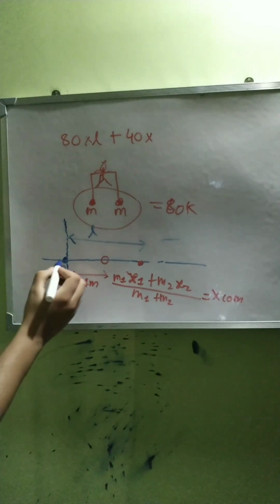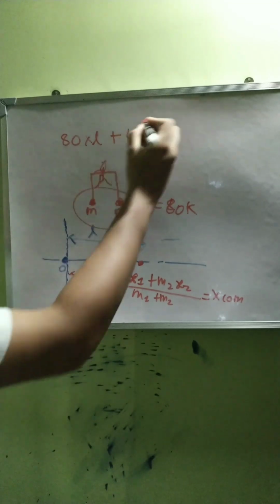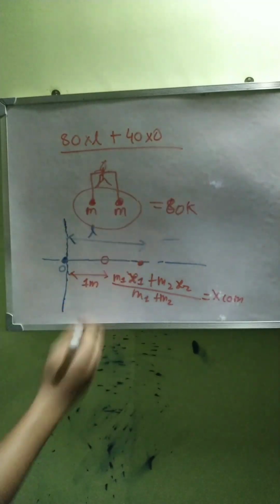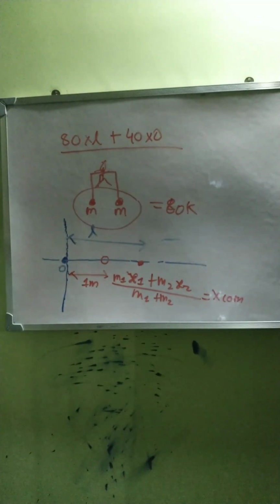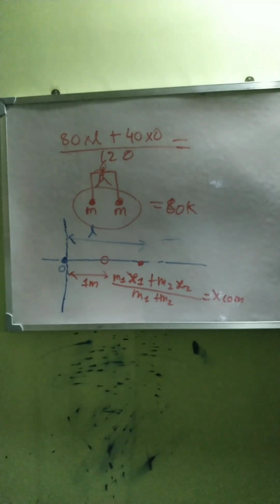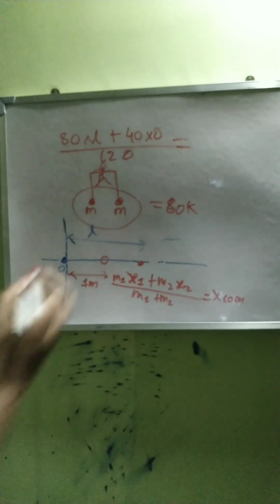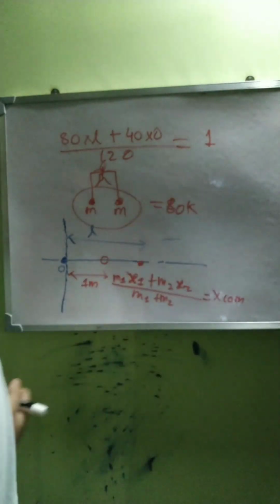x2 is what? x2 is 0. That means his position is located at 0 of the coordinate axis. x2 is 0. 40 into 0. Divided by M1 plus M2, 40 plus 80, what? 120. Equals XCM, center of mass of the system. The center of mass of the system is present at 1 meter from the origin. That means 1 equals 1.